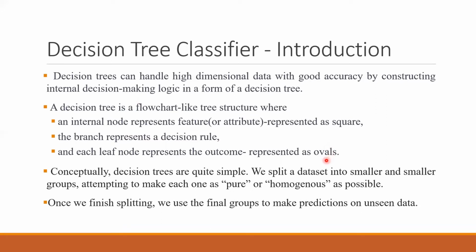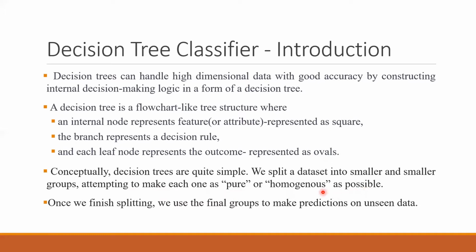So whatever the class output is, we will represent it as a leaf node in the shape of ovals, and all the internal features will be represented in a square. Conceptually, decision trees are quite simple. We split a dataset into smaller and smaller groups, attempting to make each one as pure or homogeneous as possible.